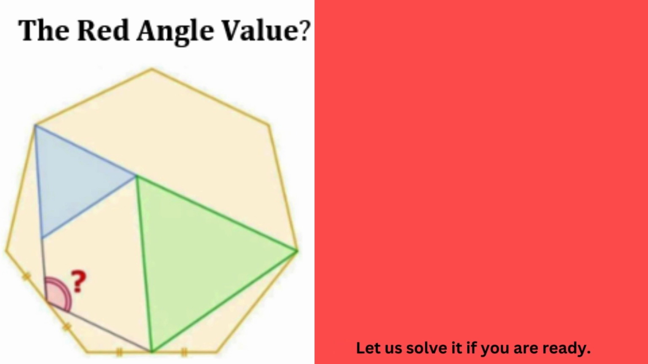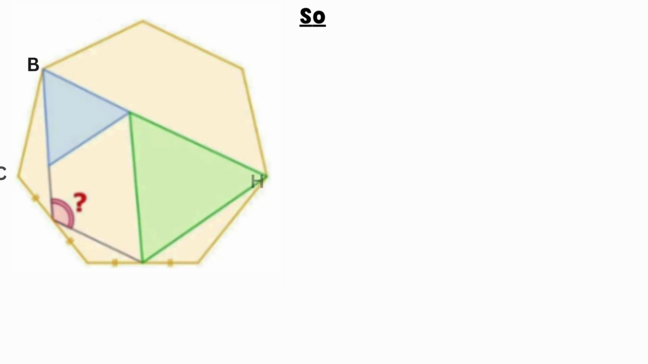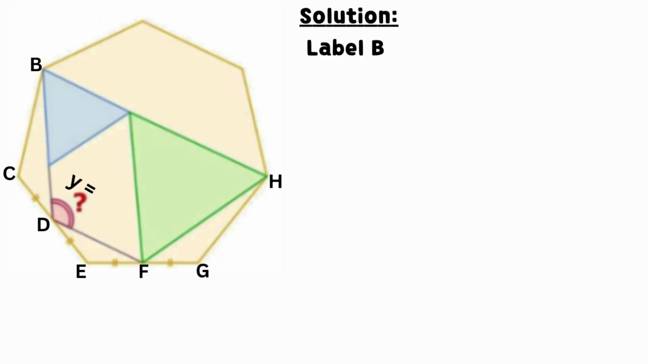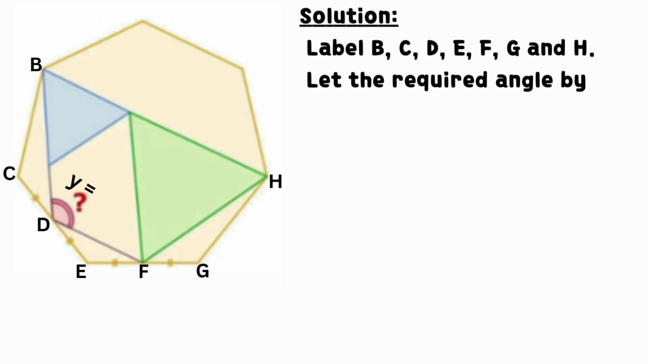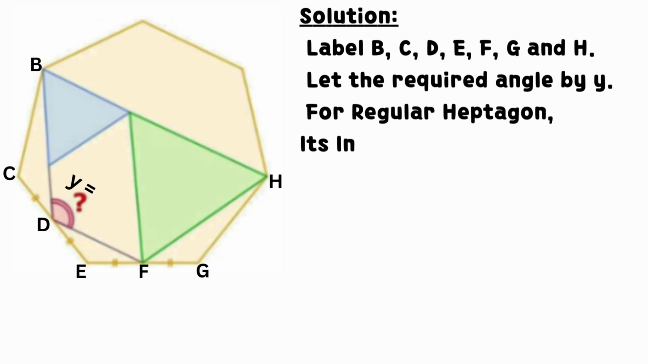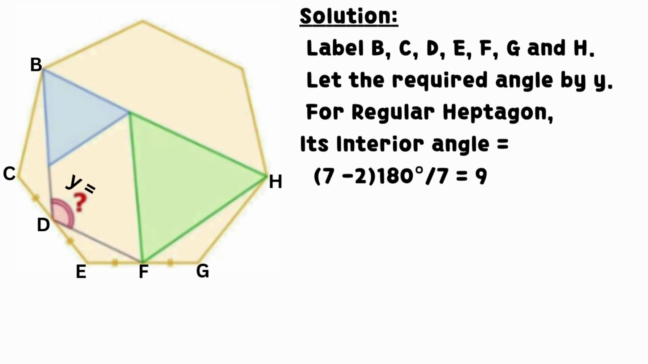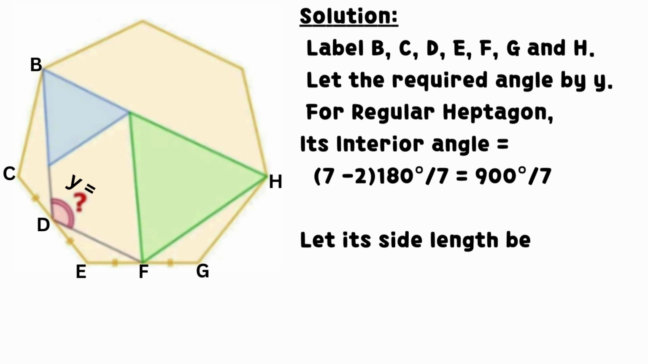What is the angle labeled red? Label B, C, D, E, F, G, and H. Let the required angle be Y. For a regular heptagon, its interior angle equals 900 degrees divided by 7. Let its length be X.